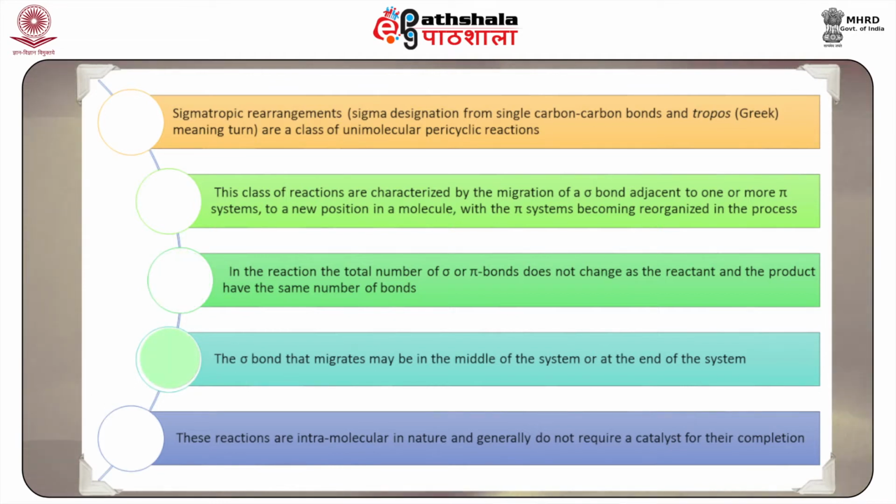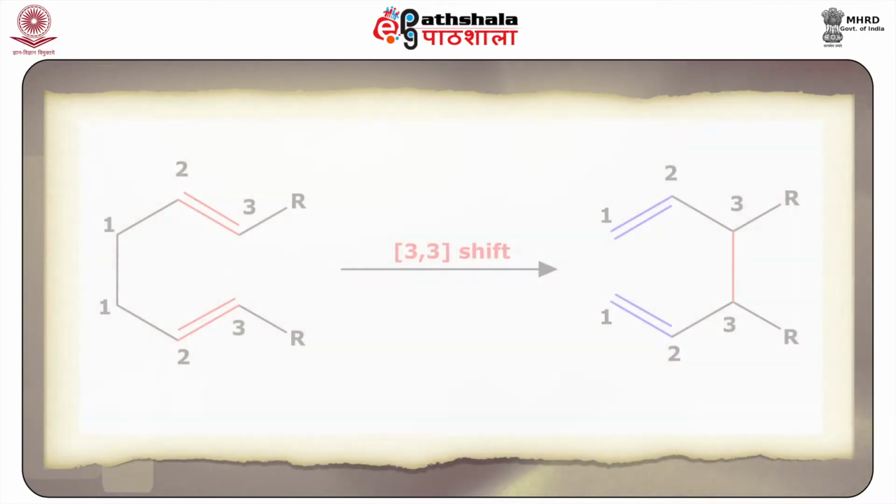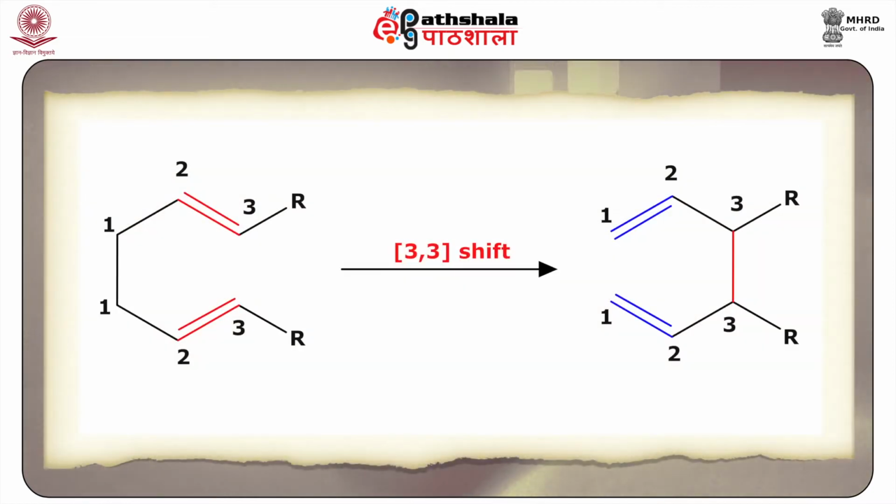The sigma bond that migrates may be in the middle of the system or at the end of the system. These reactions are intramolecular in nature and generally do not require a catalyst for their completion. Following is an example of a 3,3 sigmatropic shift. As you can see, the total number of pi and sigma bonds in both the reactant and the product are the same.